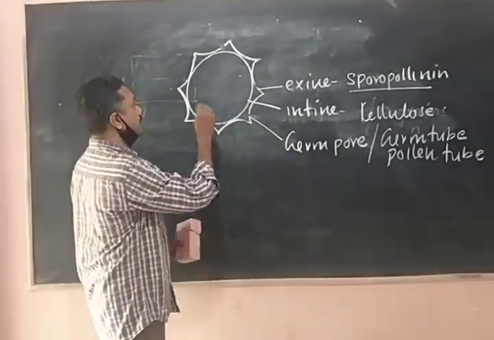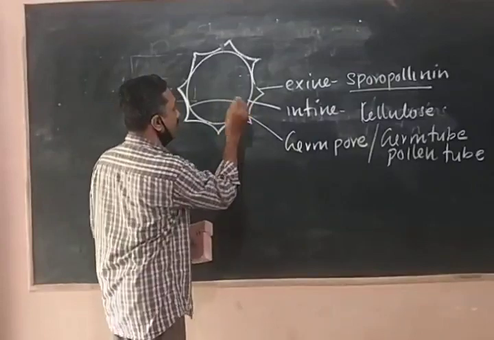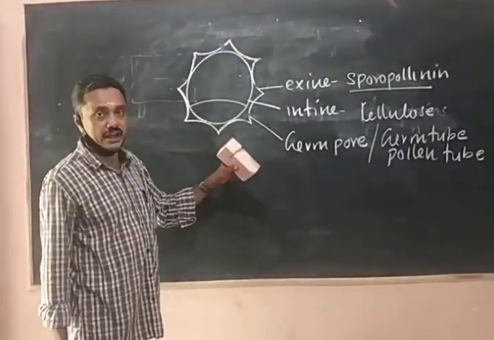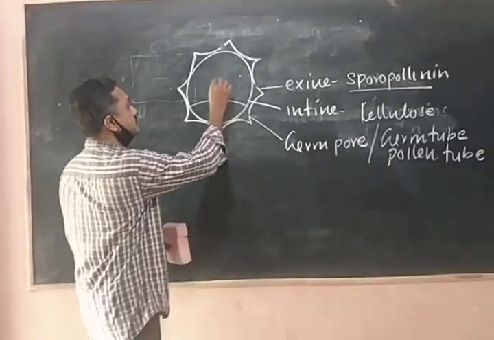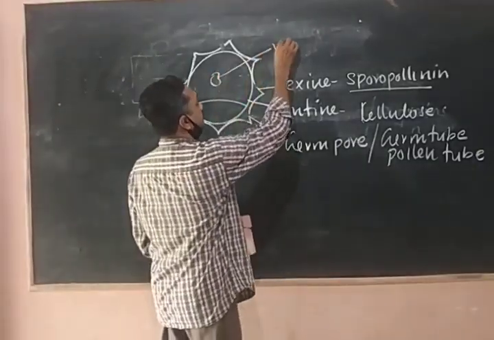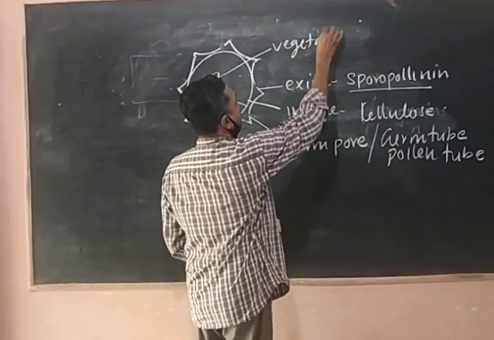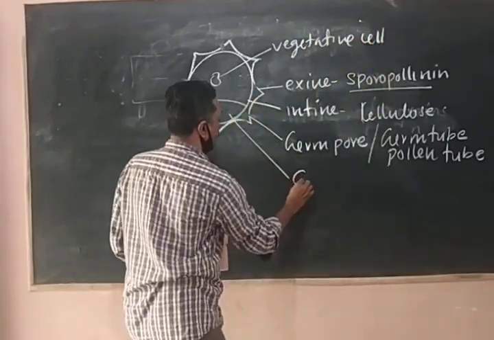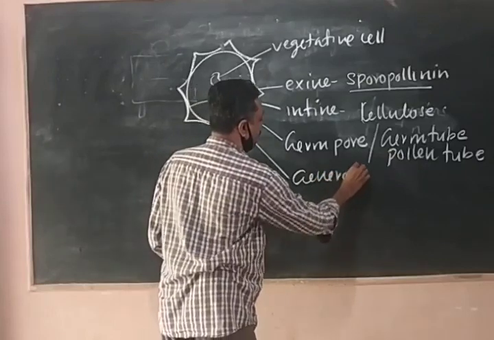And inner to that, two cells are there. The pollen grain contains two cells: a large cell called the vegetative cell and a small cell called the generative cell.